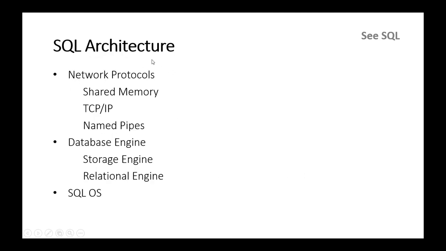In the SQL Server Architecture video series, we covered the main components of the SQL Server Architecture, that is Network Protocol, Database Engine, and SQL OS. In the Network Protocol, we discussed shared memory, TCP/IP, named pipes. In the Database Engine, we discussed in detail the storage engine and the relational engine.